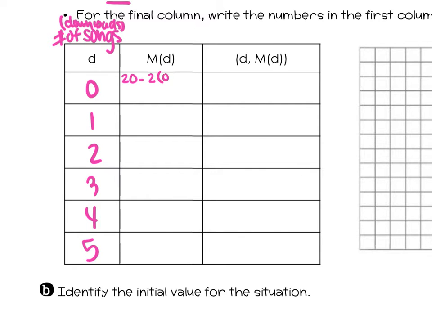So here I would plug in a 0. You can type that whole expression in your calculator, just 20 minus 2 parentheses 0, or you can do the multiplication part first. If I did that, it'd be 0. So 20 minus 0 is 20. I'm going to do that for each value. So 20 minus 2 times 1 would be 18. Go ahead and pause the video and try to complete the rest of this column.